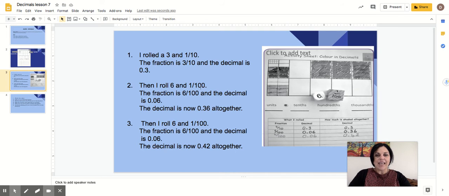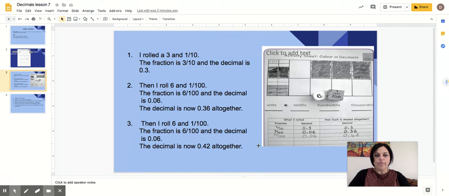Then I roll a 6 and hundredths. So the fraction is 6/100. And this is how we write 6/100 as a decimal. So here you'll see that the second roll is 6/100. And now what we need to do is we need to have a total. So our first roll was 3/10. 3/10 plus 6/100 is here. 3/10 and 6/100.